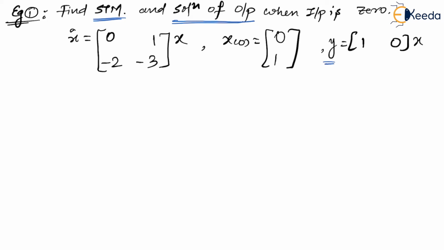Next is the solution of output, which means we want the value of y. But in order to find the value of y, you need to get the value of x also. So how to get that value of x? We know that X(t) is equal to X naught into e to the power At, which is nothing but the state transition matrix. To get X(t), you always do reverse engineering. Believe me, it works. You want this y, and you want it when the input is 0. No problem, input is 0 means a homogeneous equation. So X(t) is nothing but X naught into e to the power At.